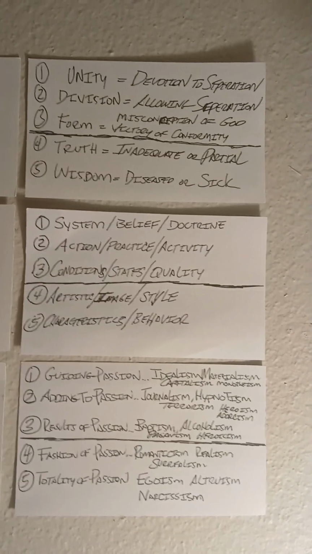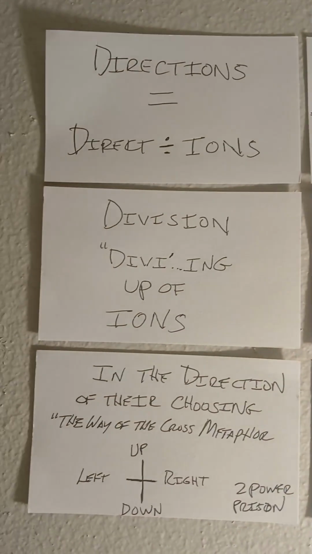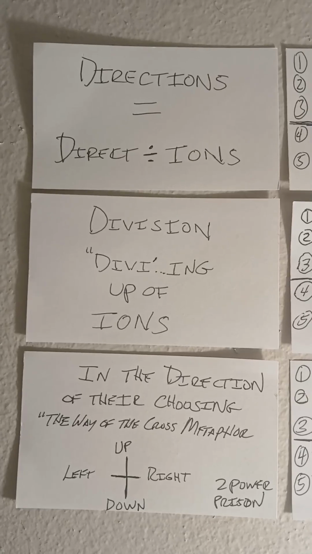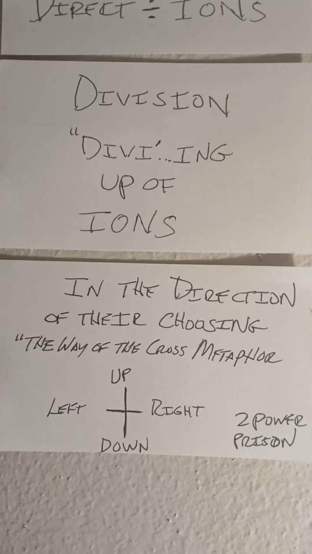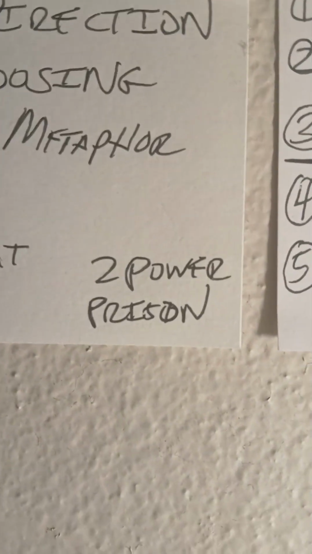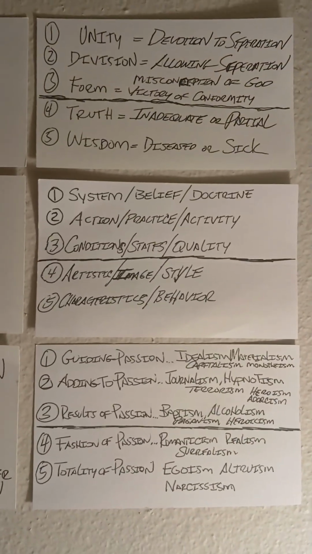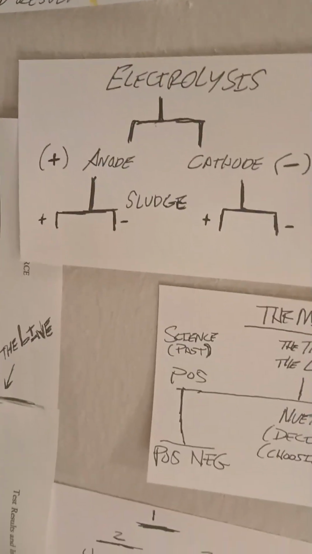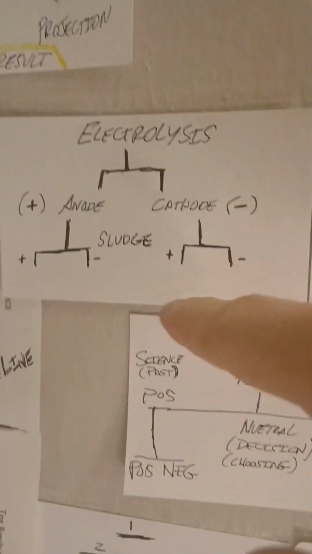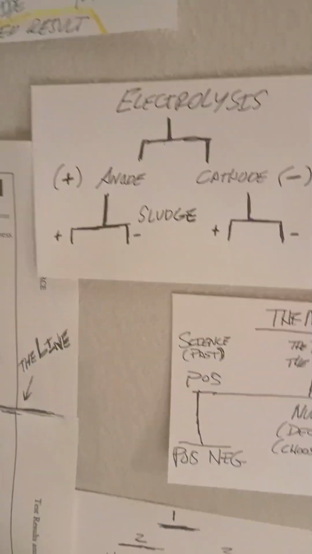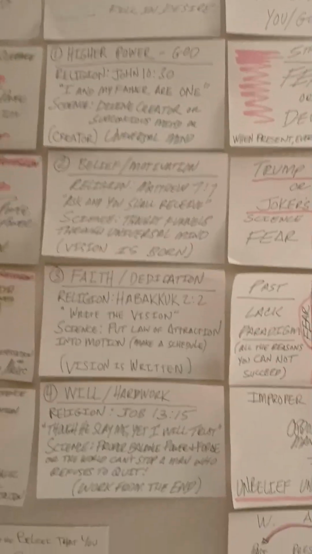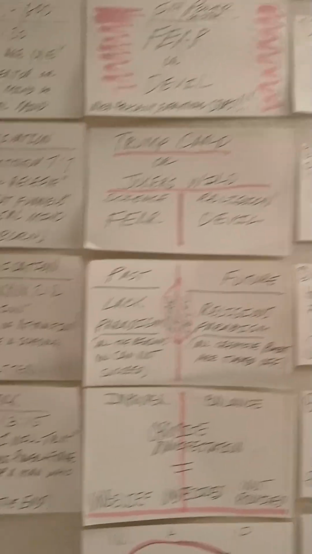Maybe this diagram you can see it. The directing of ions, the divvying up of ions. I call it the way of the cross metaphor. The 2 power prism that I was just explaining. Can you see that? It's all there. Man-made religion operates by electrolysis. The 4 into the 2 into the 1 always equals the 5.